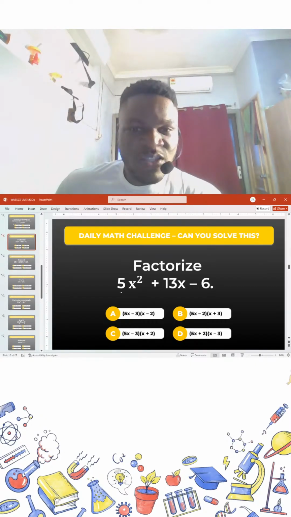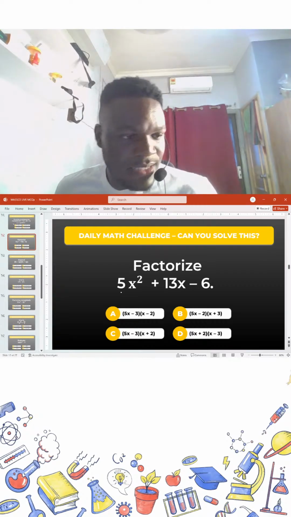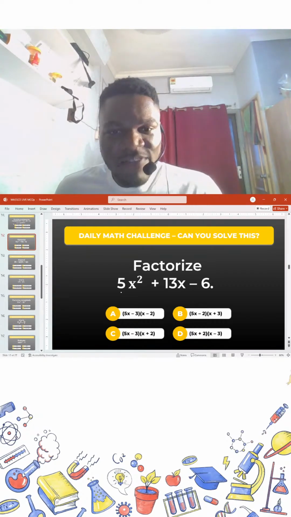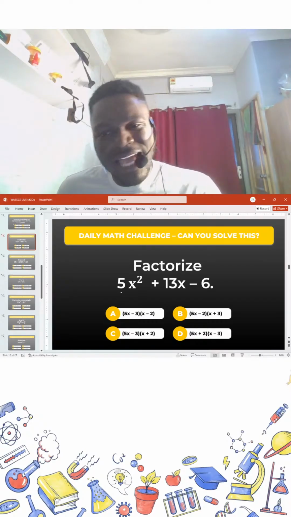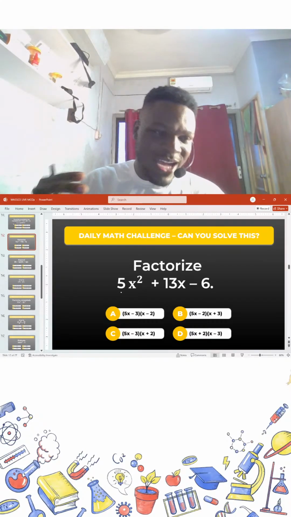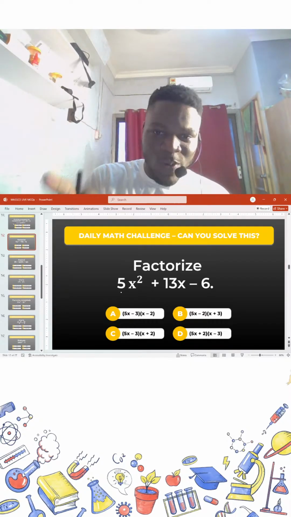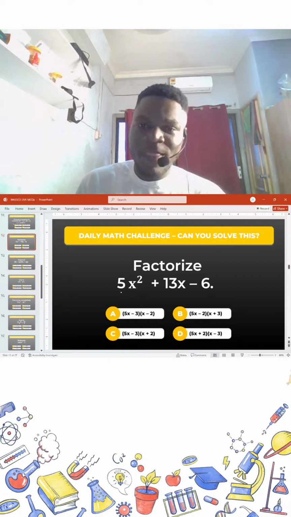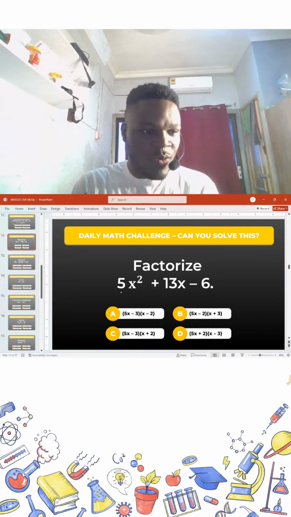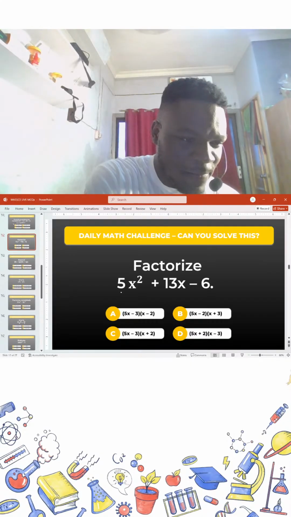Now we have to factorize 5x squared plus 13x minus 6. Are we okay? As always, I'll give you guys 2 minutes to do the work and give me your answer. After that, we all look at it together and solve it. Now, whilst you are solving, I'm also solving. Are we okay? All right, so let's begin.